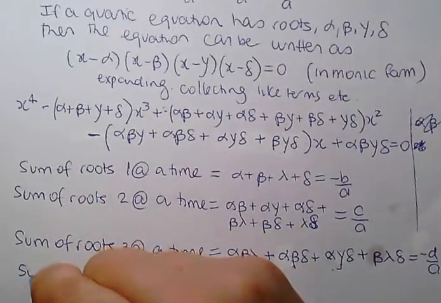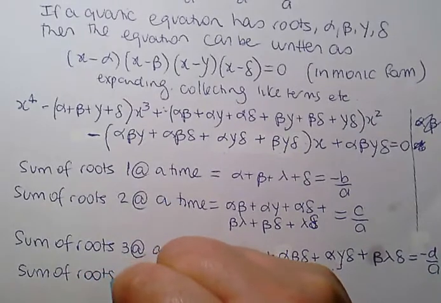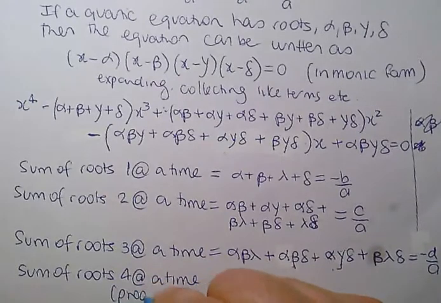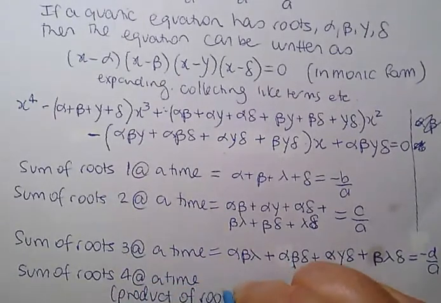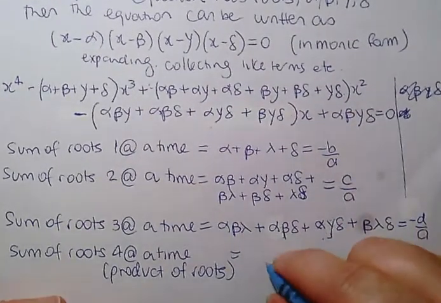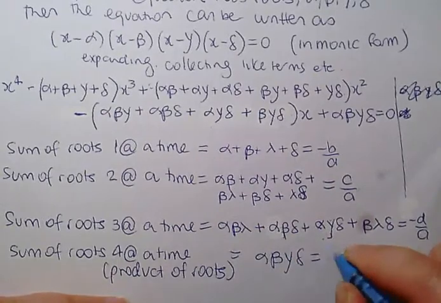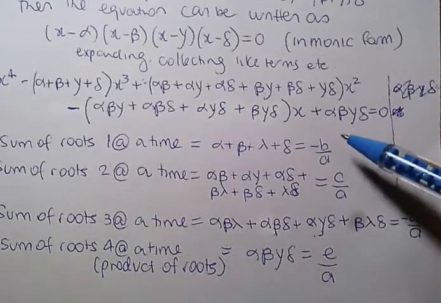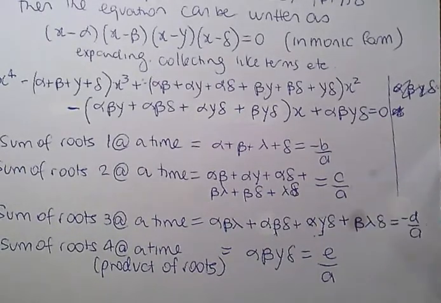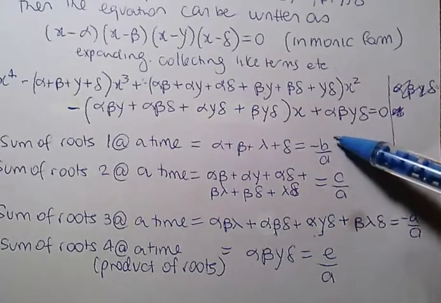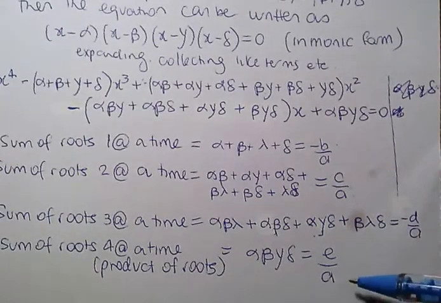And sum of roots 4 at a time, but in this case, sum of roots 4 at a time is actually what we call the product of roots. So because this is a quartic and there are 4 roots, when you sum the roots 4 at a time, you end up with the product of the roots. So that's alpha times beta times gamma times delta. That equals E on A. So just looking again, 1 at a time minus B on A, 2 at a time C on A, 3 at a time negative D on A, 4 at a time E on A, going from negative to positive to negative to positive, starting with B, then C, then D, then E.